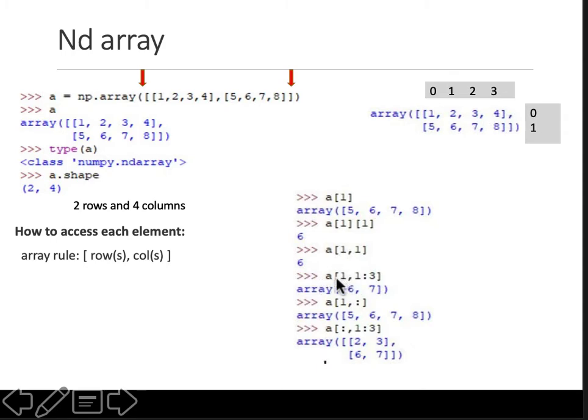Now what are we saying? So row 1 and column start from 1. Go to first to exclude. Remember, it's like a range, first to include, first to exclude. So it only needs column 1 and column 2. So go to row 1, column 1 is 6, column 2 is 7. So 6, 7 is the answer. Now go to row 1, column is all of them, so nothing here. So row 1, all columns, 5, 6, 7, 8.